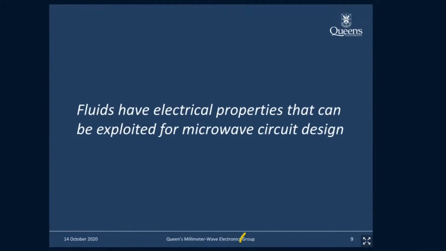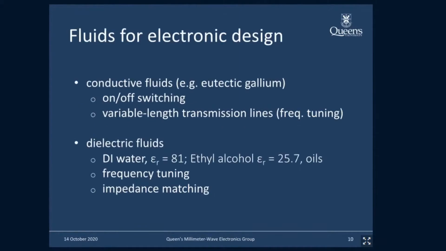Now, where we started to take a look at this for RF was with this realization that, let's look at these properties, right? Fluids come basically in two types that are useful for us. One is conductive fluids. This is the case, for example, of a compound like eutectic gallium, which is a liquid at room temperature. We all know about mercury being a liquid, but for obvious reasons, that's not a compound that we are much interested in looking at for general work in this area, although some have, but not so much anymore.